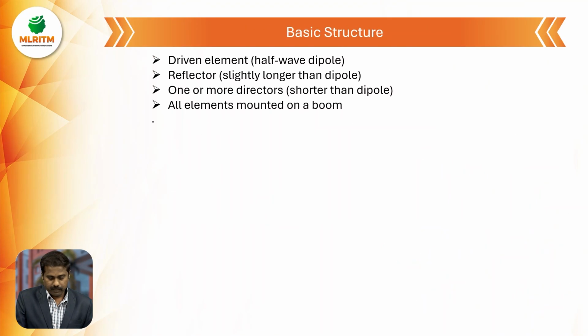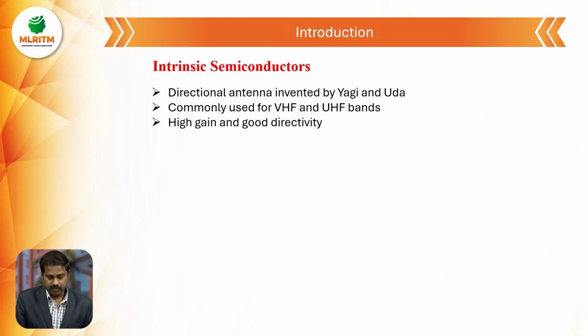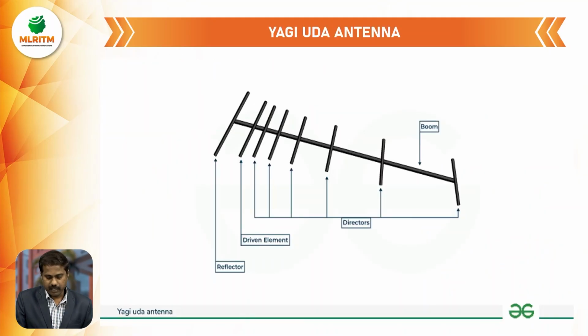Now we need to discuss the main operation of the Yagi-Uda antenna. I already told you that the element which has the feed line is called the driven element, and behind the driven element is the reflector.